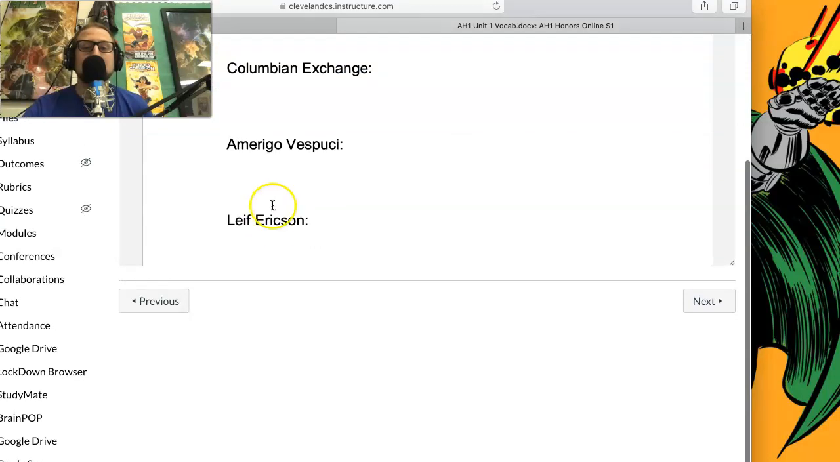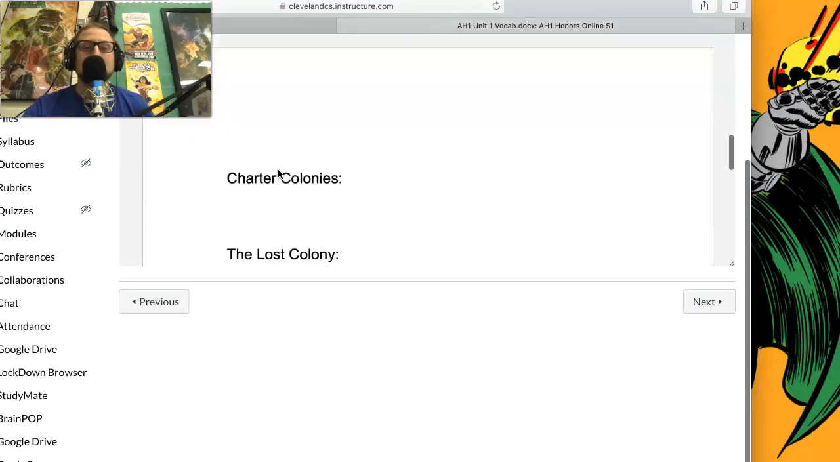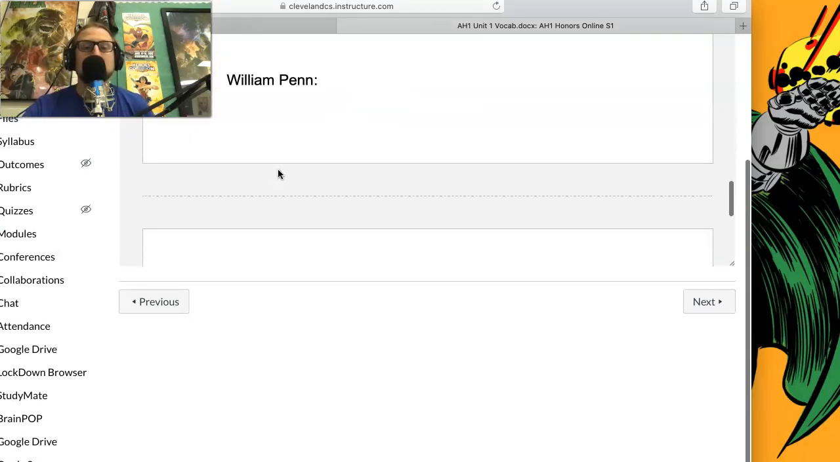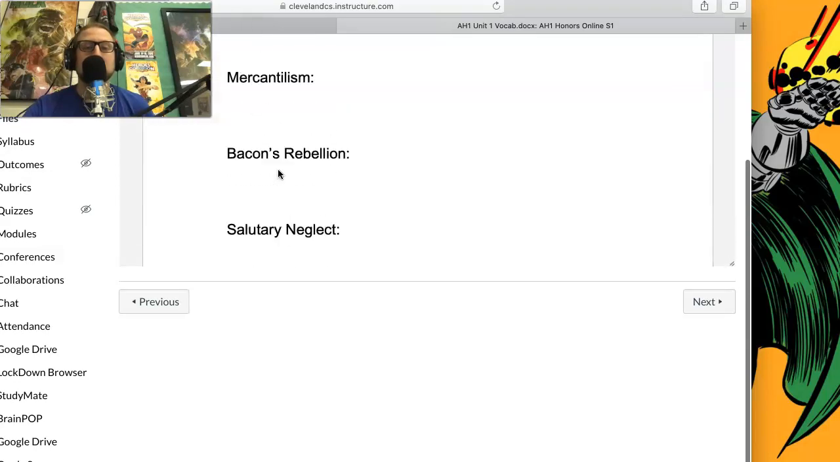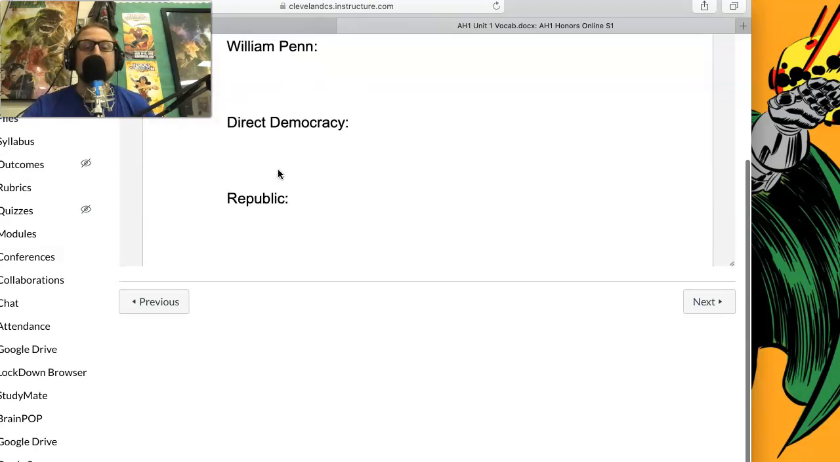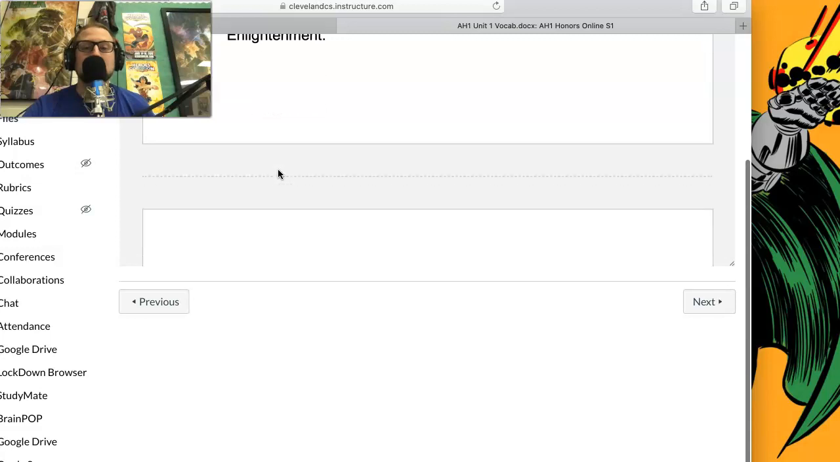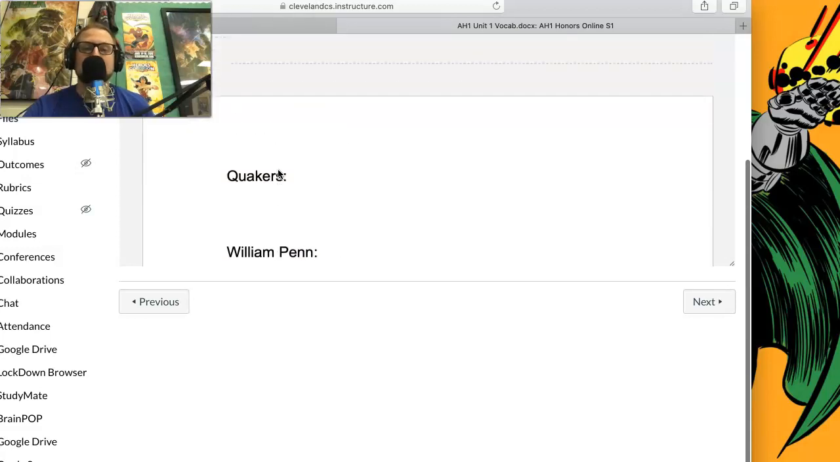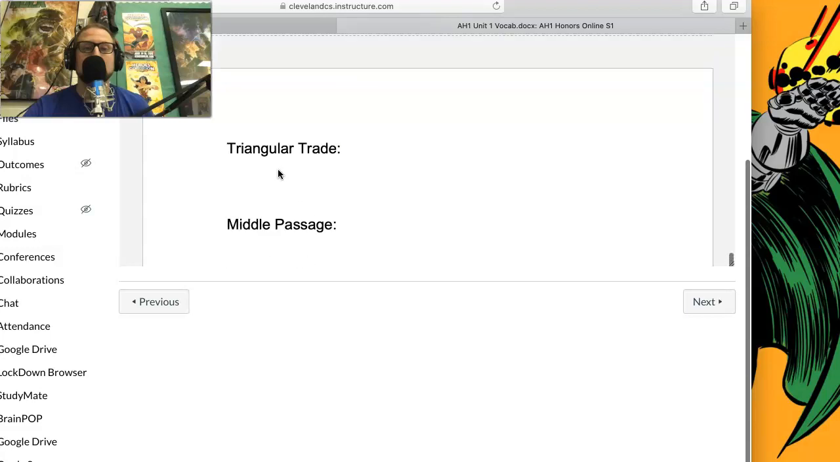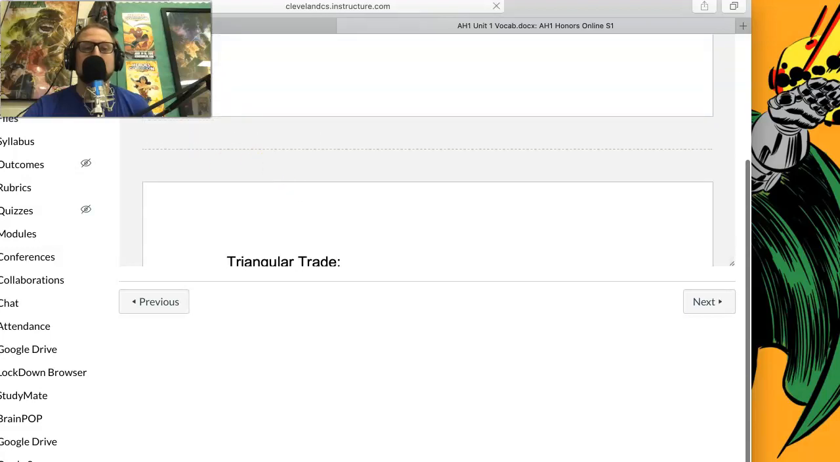You need to give me a basic definition for all these things. You can use your notes to do this, or you can simply Google these or look them up on Wikipedia. This counts as a test grade. So in units like Unit 1 where there is no test, this will be your sole test grade. So you want to make sure you do that.